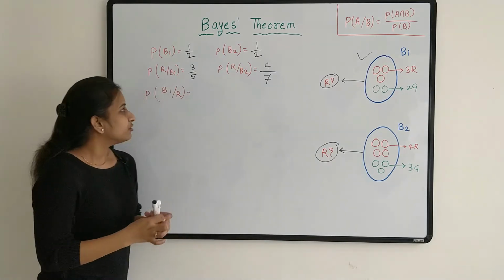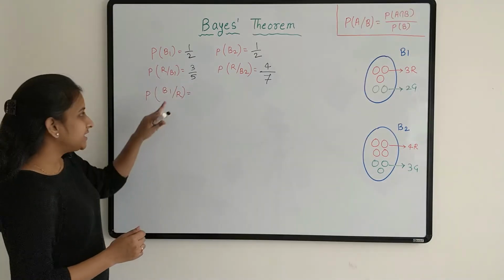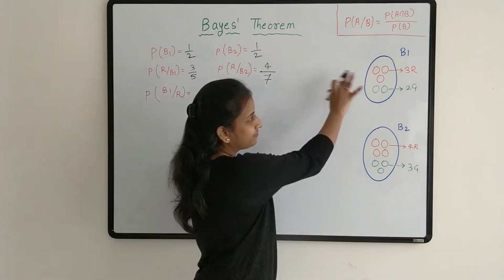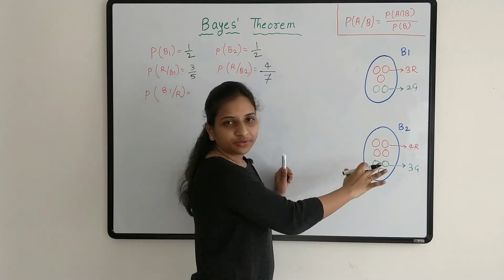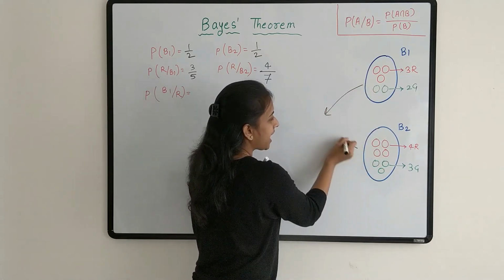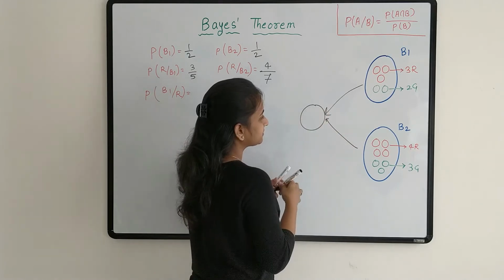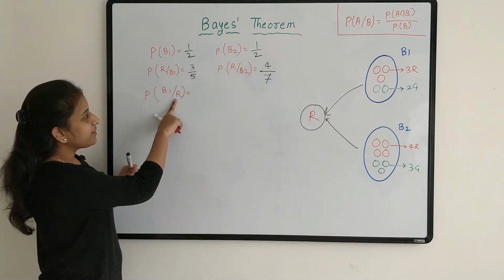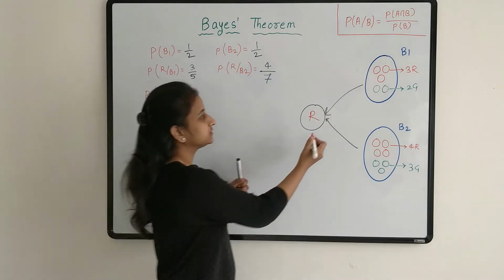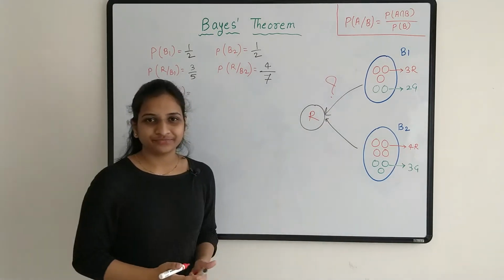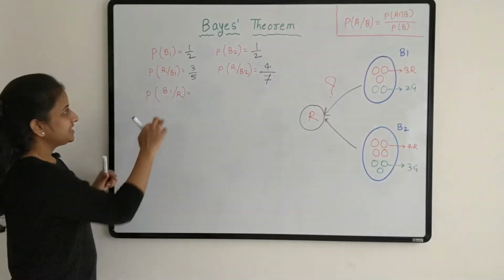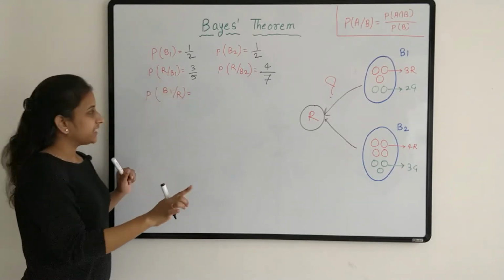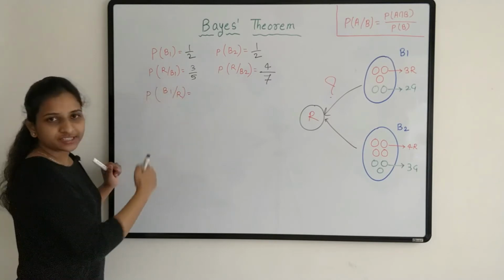Fine. Now what does this mean? See, the red ball is already selected. Here one ball is drawn from either of the bags and it is known that it is of red color. It is already known it's a red color ball. Then what is the probability that it is from bag 1? This we have to find. How to find this? Here we have found the probability of a red ball given that bag 1 is already selected. Here it is the reverse of this.